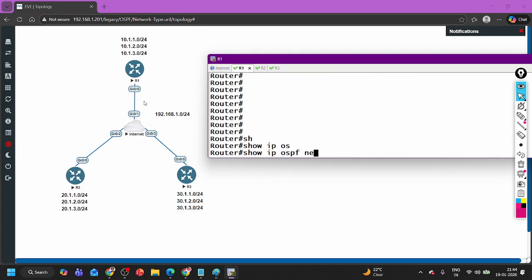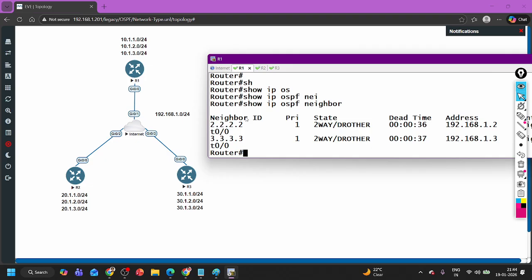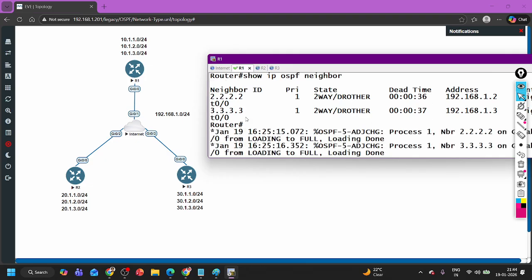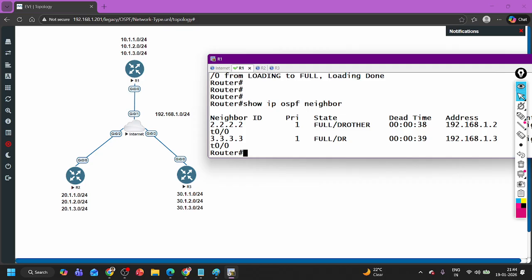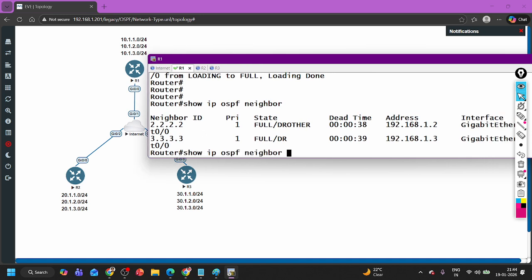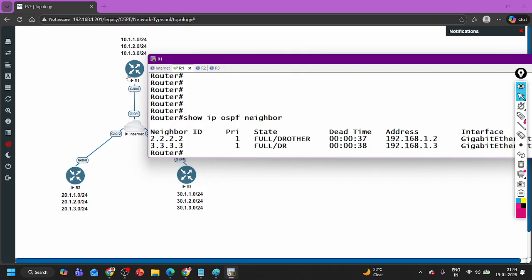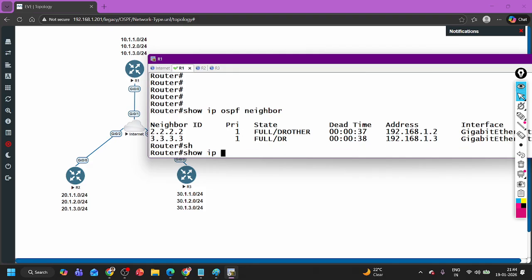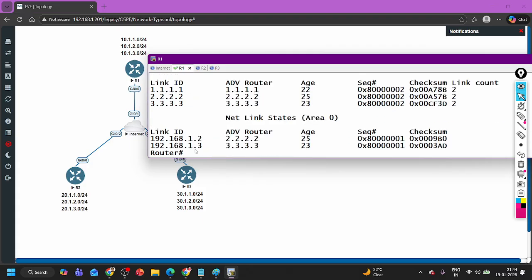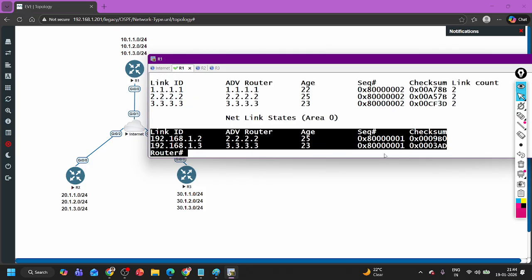So show IP OSPF neighbor, you can see R1 has 2 neighbors and R1 who is the DR? R3 is the DR router. And who is BDR? R2 is your BDR router. So R1 is going to advertise its database to the DR router, R3. So show IP OSPF database. Here you can see there are 2 DRs. That's why two LSA type 2 are there, router 2 and router 3.